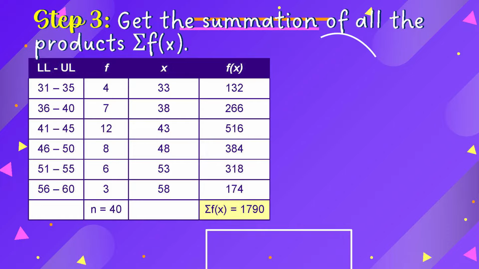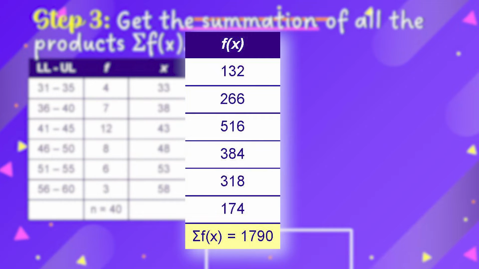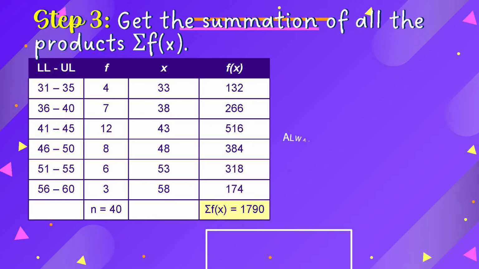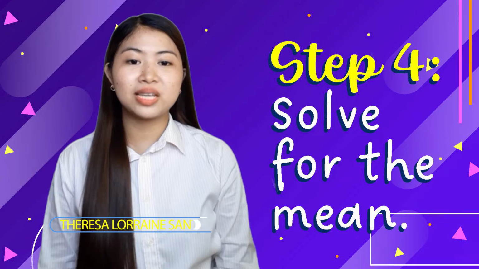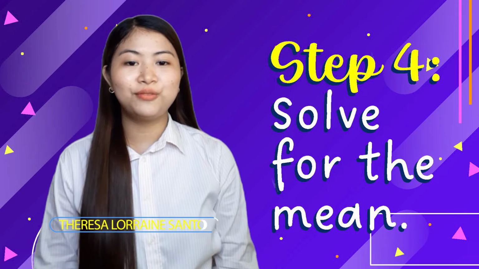The next step is to get the summation of all the products from multiplying the frequency and midpoint. So we have here the products 132, 266, 516, 384, 318, and 174. If you add them together, the answer will be 1,790. Always take note to double check your numbers so that you avoid errors when it comes to problem solving. We now proceed with the next step, which is step number 4, solve for the mean.